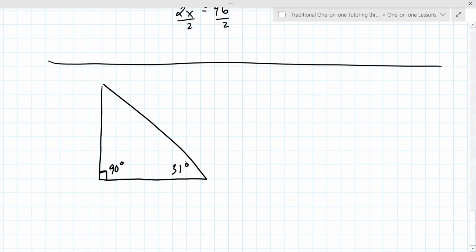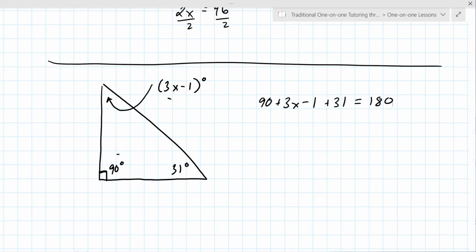Okay. So this angle is 31 degrees. This angle up here is 3x minus 1 degrees. What do the 3 angles in a triangle have to add up to? 180. So we have 90 plus 3x minus 1 plus 31 equals 180. I want you to solve this for x. I want you to find the x value, please.